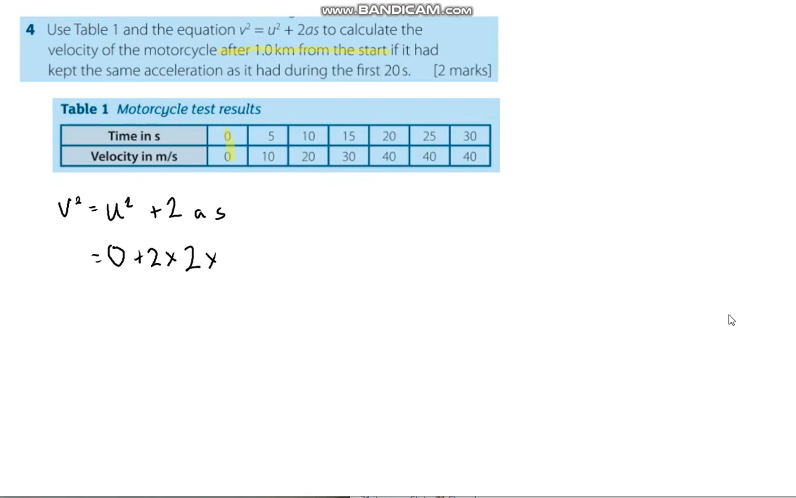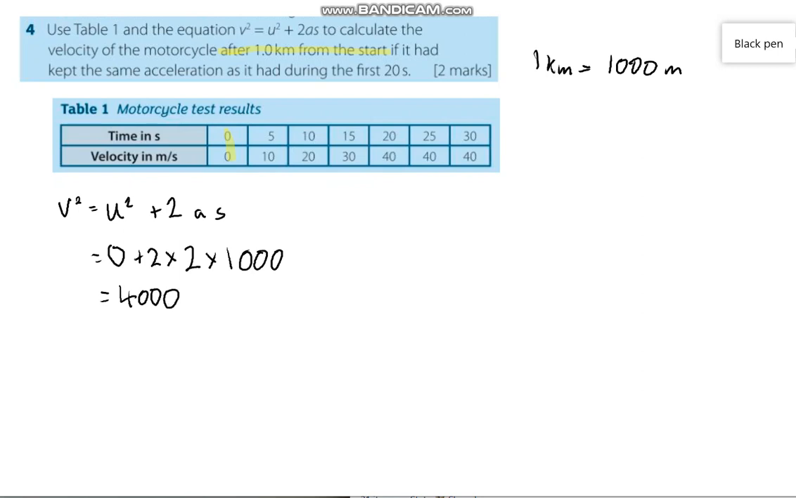So 1 kilometer equals 1,000 meters, and we need to make sure we stick to the standard units. We don't use prefixes when we're doing the calculation. So it's 0 plus 2 times 2 times 1,000 meters, and that will then give us our answer for what v squared is. So v squared is therefore 4,000.